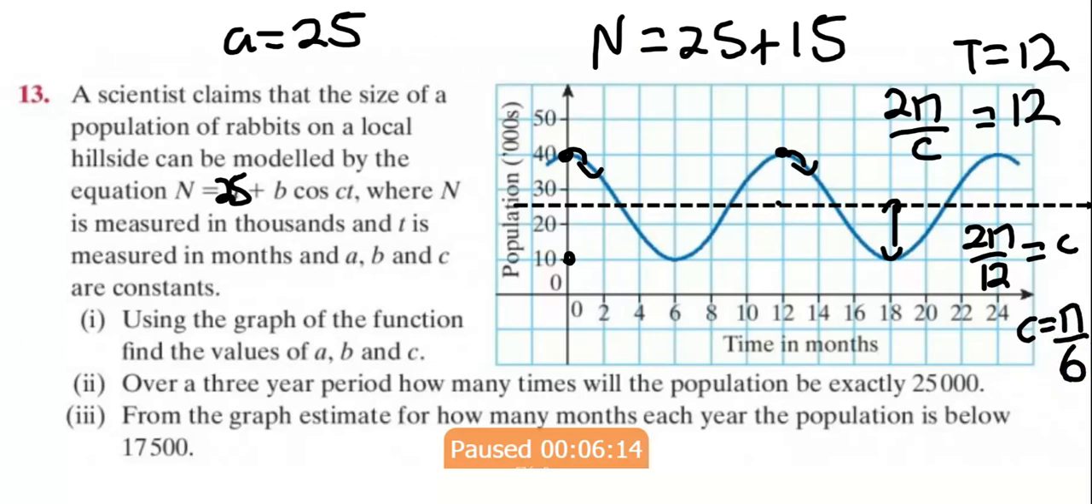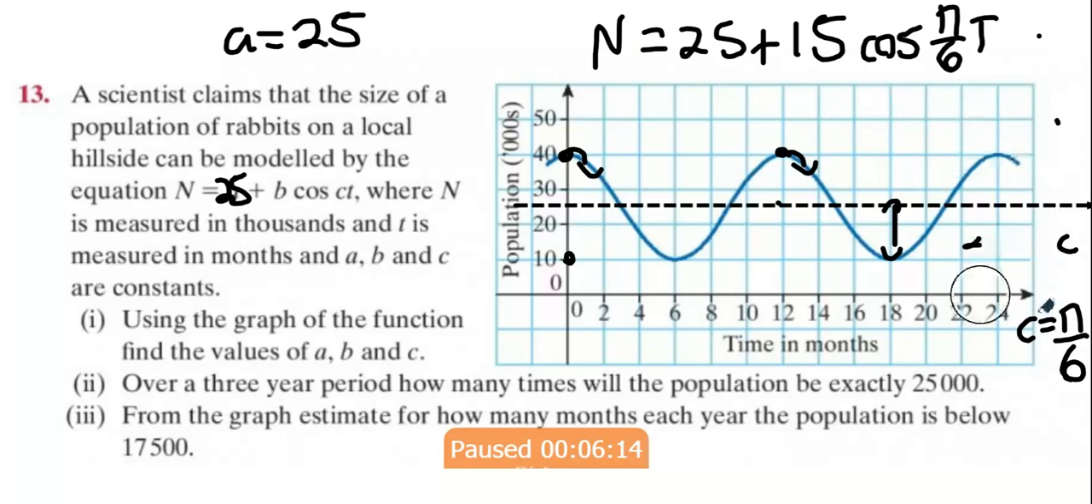Do I have enough to make this equation now? So what do I need to put beside the 15? Cos what? Cos pi over 6 times t, isn't it? Yeah, t is time in months, exactly. We all good? Now, lads, I've successfully found out what A, B, and C are quite quickly. That's good for me. Happy days, all right?